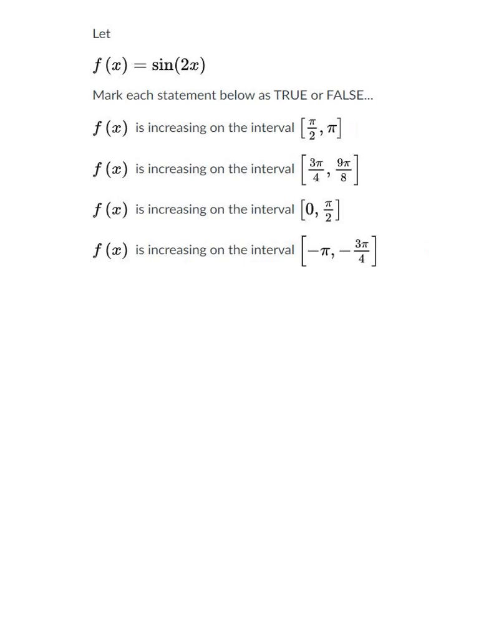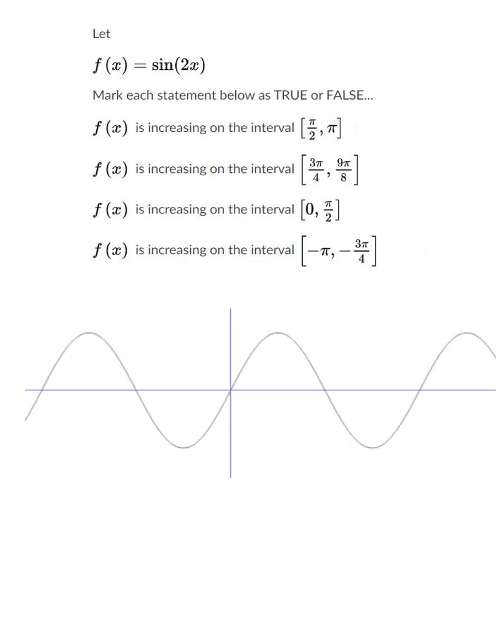Here we're being given a function, sine of 2x, and we're asked 4 true or false questions about that function. Before we can answer any of the 4 questions, let's examine what the graph of sine of 2x would look like. Because of this 2, it would be a horizontally compressed version of the sine function by a factor of 2. Therefore, it would have a period of pi, and I can label my y-axis, my x-axis, accordingly.